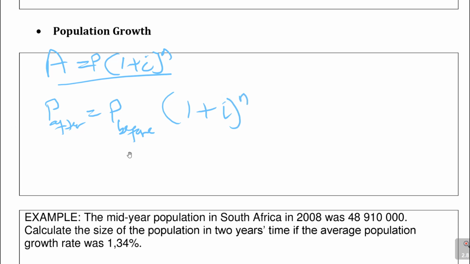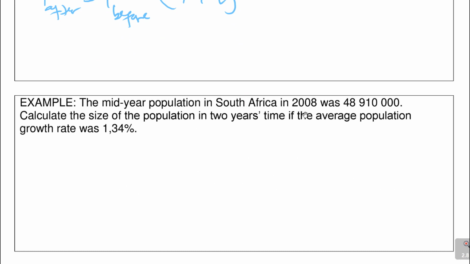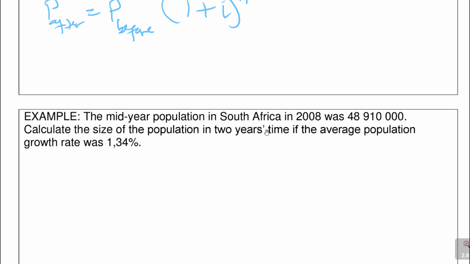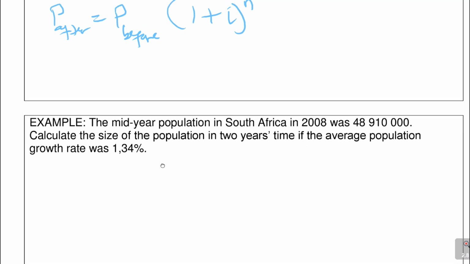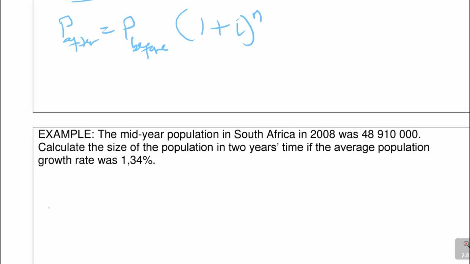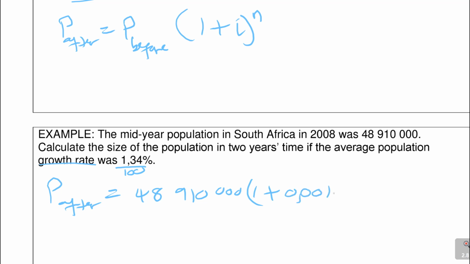It's just like that. So here, the mid-year population in South Africa in 2008 was 49,910,000. Calculate the size of the population in 2 years' time, if the average population growth rate is this, where i is that growth rate. So if you use the same formula, P after is equal to, what was the population before? It was 48,910 million. Then 1 plus the growth rate of that population. Don't forget, you divide this by 100, which is 0,00134. Don't round it off. And then to the power n, in 2 years' time, so to the power 2.